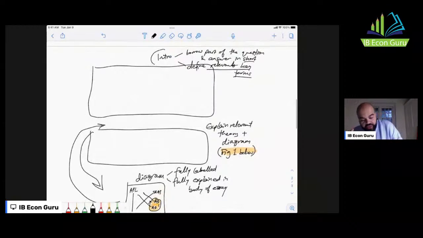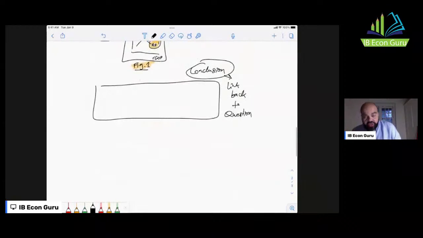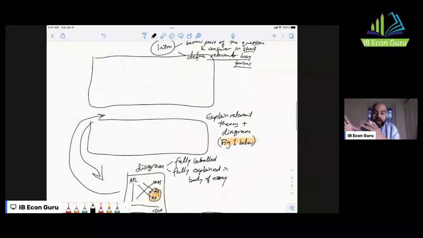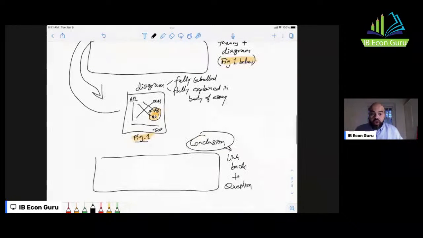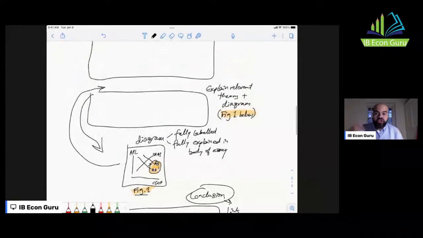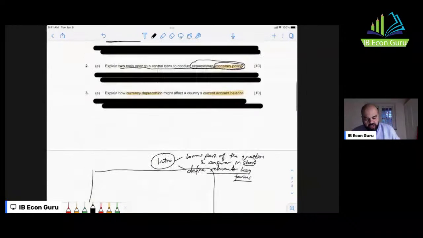But also don't forget the introduction and the conclusion. The introduction is where you borrow part of the question and kind of answer it in short form. And the conclusion is where you also link everything you've explained back to the question. Okay, so that it's not just separate paragraphs and a diagram without a real link back to the question. Suraj, does that answer your question?